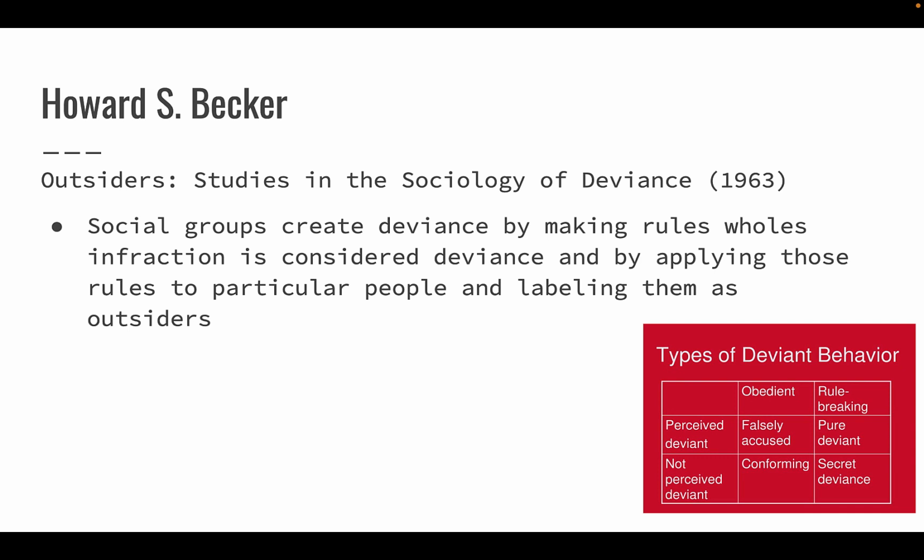Does that make sense? So deviance is only considered deviant when other people think it's deviant. And whether a behavior or an act conforms to a rule is what makes it deviant or not.